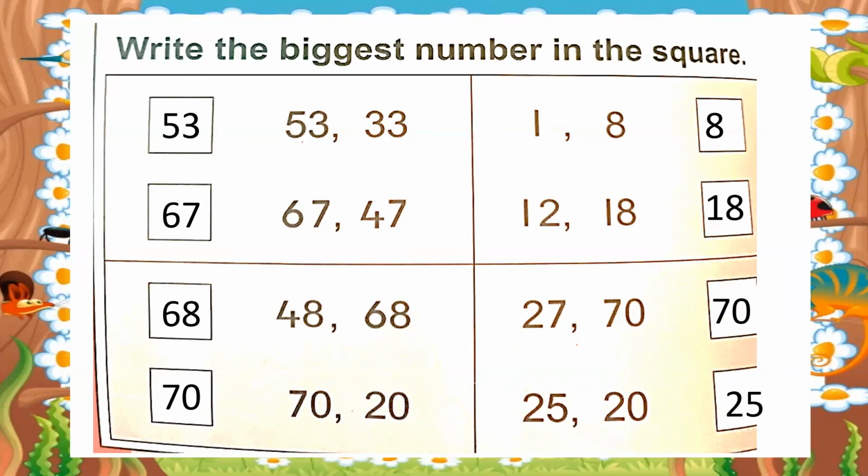Now look at it again. Between 53 and 33, number 53 is big. Between 67 and 47, 67 is big. Between 1 and 8, number 8 is the biggest. Between 12 and 18, 18 is the biggest. Between 48 and 68, 68 is the biggest. Between 70 and 20, 70 is the biggest. Between 27 and 70, 70 is the biggest. Between 20 and 25, 25 is the biggest. So my lovely students, it is so easy.